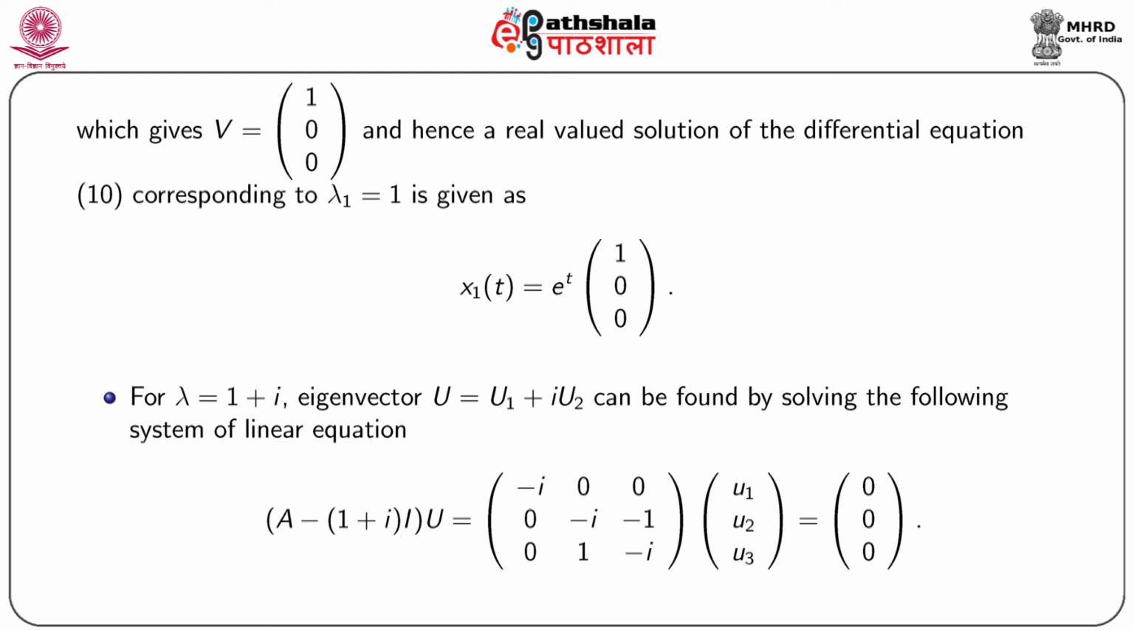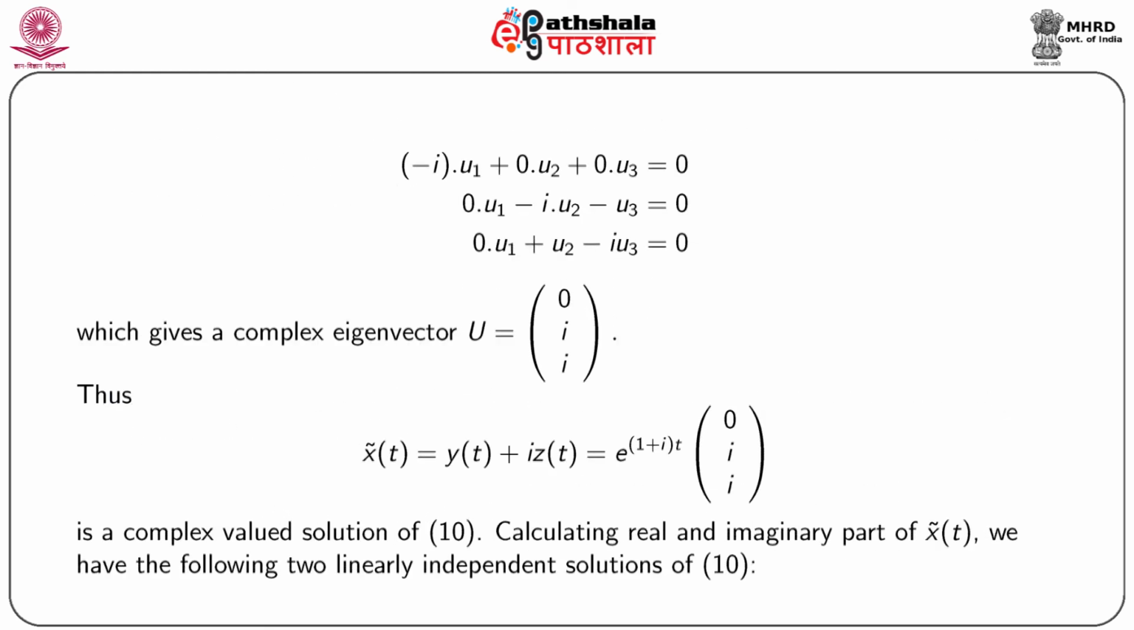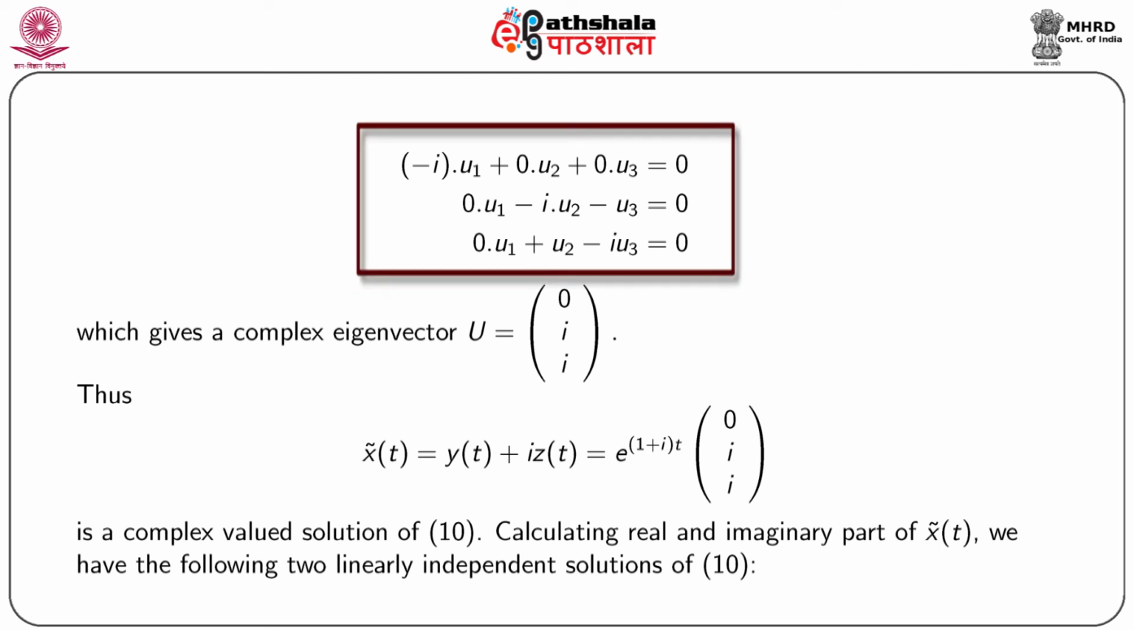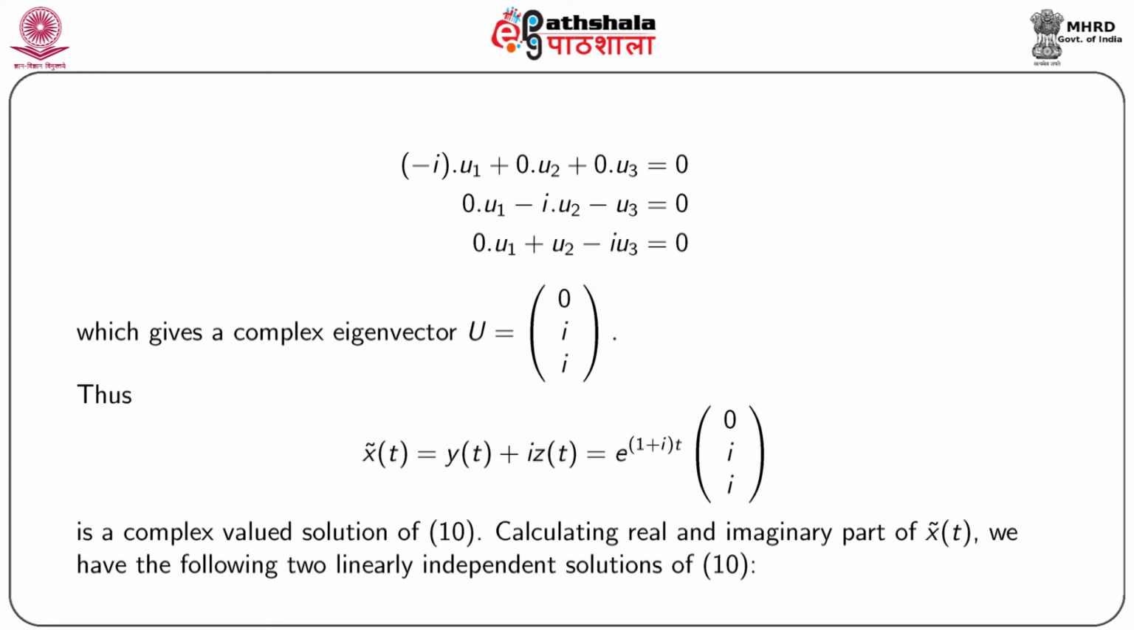If we simplify this, we will get three equations of the form minus i into u1 plus 0 dot u2 plus 0 dot u3 equal to 0; 0 into u1 minus i into u2 minus u3 equal to 0; 0 into u1 plus u2 minus i u3 equal to 0. Now, you have to choose the values of u1, u2, u3 in such a manner that you get a non-zero vector in the form capital U. In this case, we have taken that to be 0 i i.